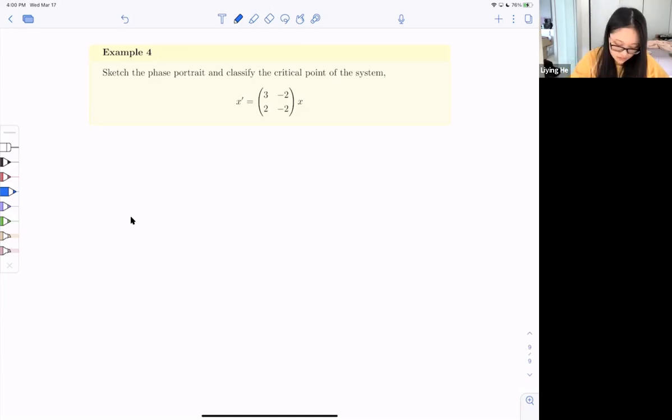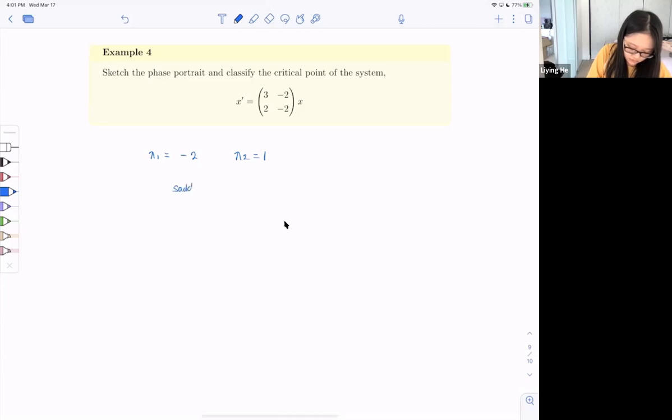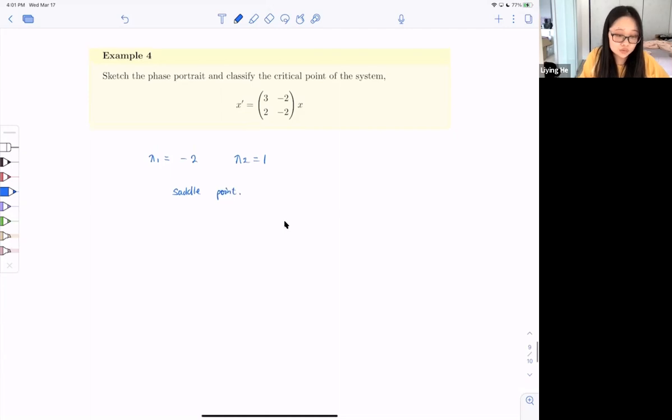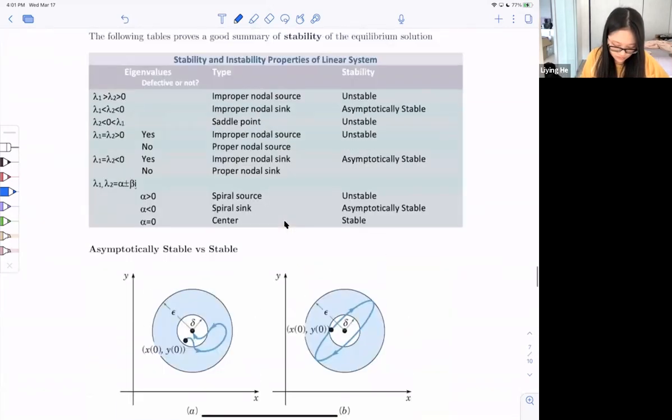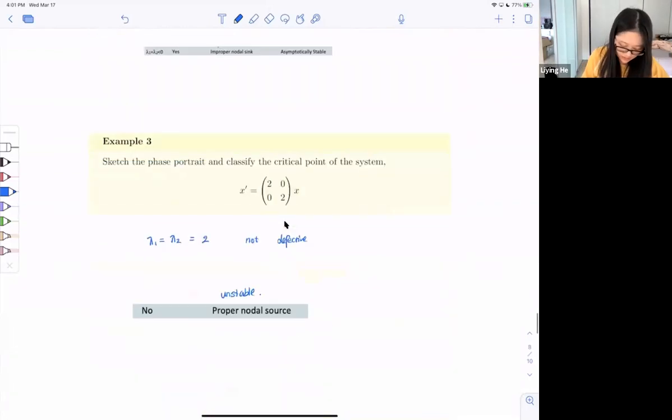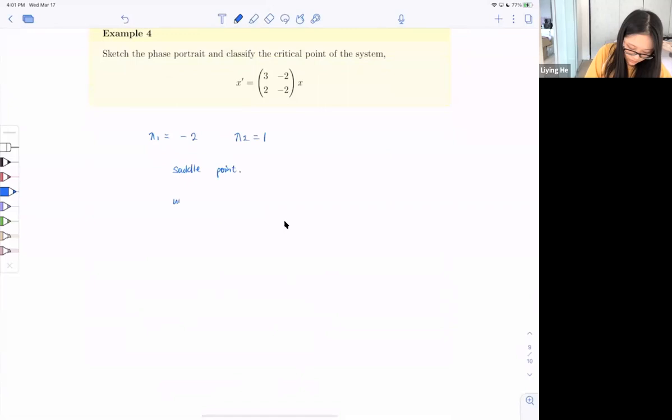So this one, what's it called? For question 4, you get lambda 1 = -2 and lambda 2 = 1. They are opposite signs, so it's a saddle point. Is a saddle point stable or unstable? Anyone remember? Unstable, exactly. Okay. Unstable.